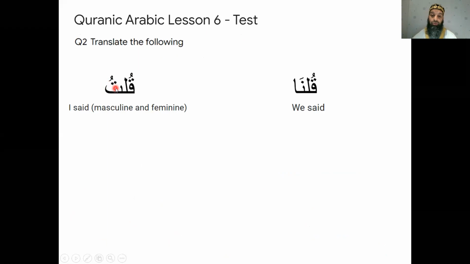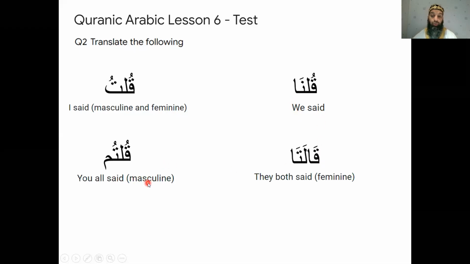وَمَا خَلَقْتُ, I did not create. Allah subhanahu wa ta'ala says, I did not create. And then the na always features a lot, mostly for we, plural. قُلْنَا, we said. Dual or plural. قُلْتُمْ, you all said. قَالَتَا, they both said, feminine. Remember, the feminines don't appear so much in the Quran. The masculine terminology is used to address a mixed group.